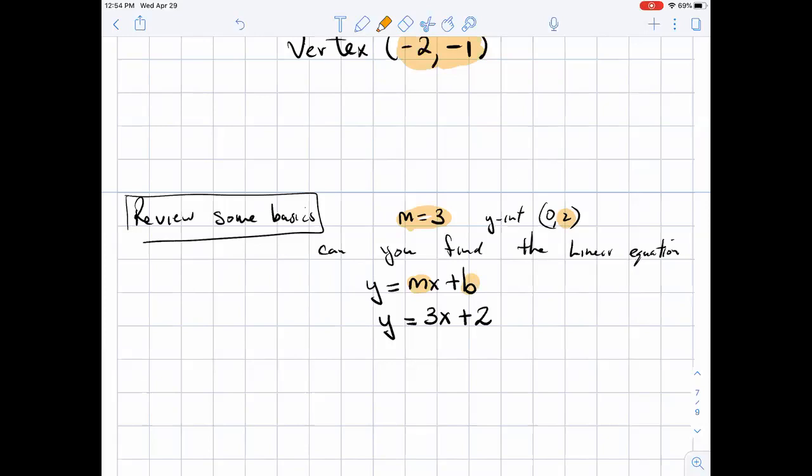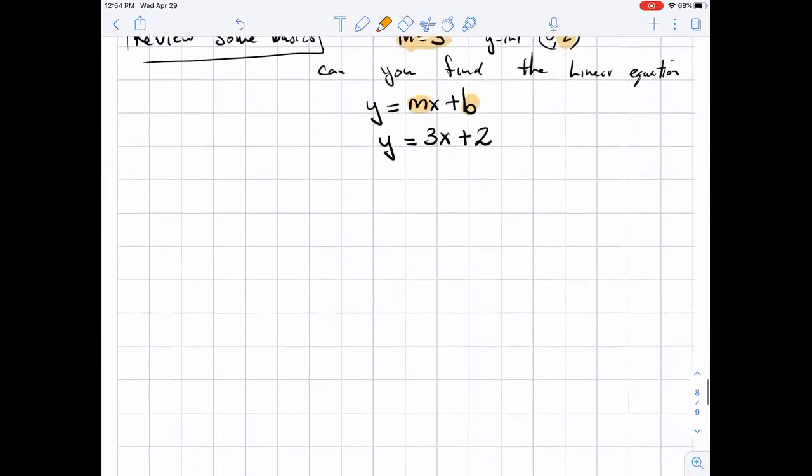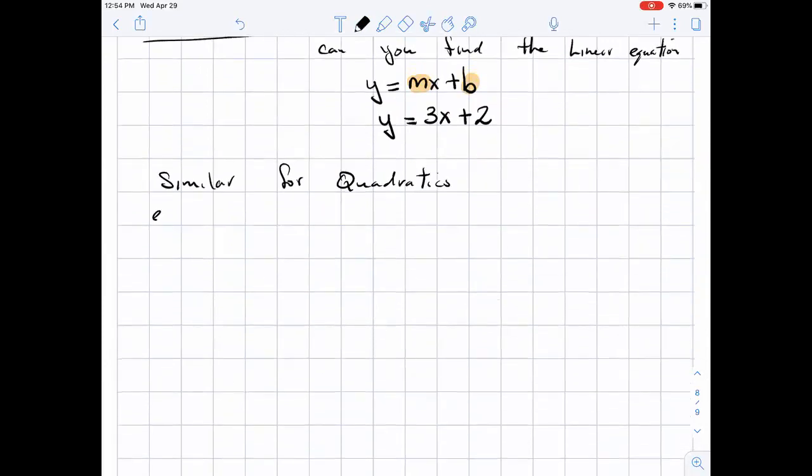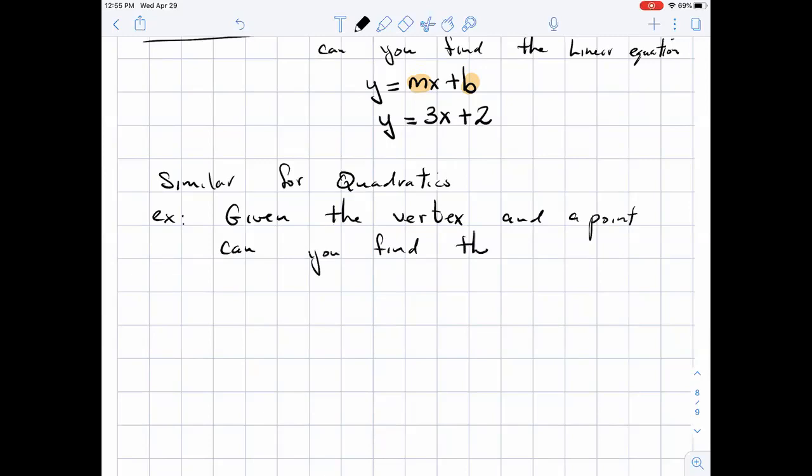Okay? So why am I showing this to you? You're probably wondering, what's going on here? Why is he showing me this? We learned this maybe two semesters ago. We should be able to do something similar for quadratics. Suppose you're given, for example, the vertex and a point. Can you find the quadratic?